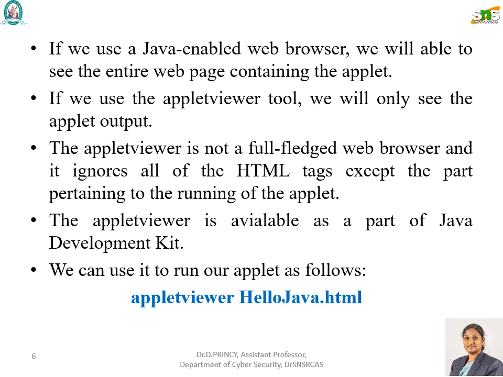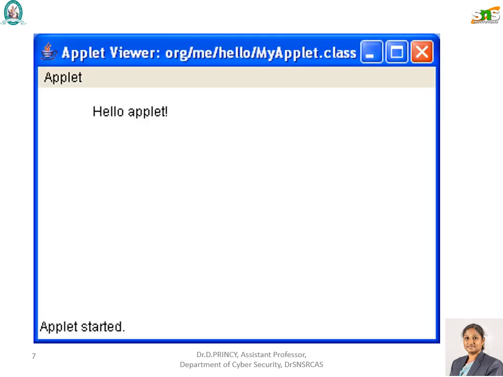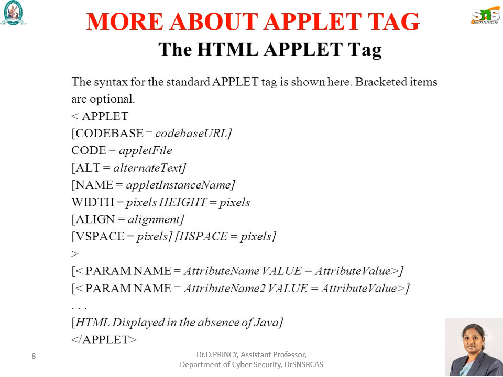The applet viewer tool is available in the JDK, Java Development Kit. We can use it to run our applet program as appletviewer filename.html. This will be the output when you are running the applet program using the applet viewer tool. It displays only the applet code, not as a web page. Now we move on to learn more applet tags.